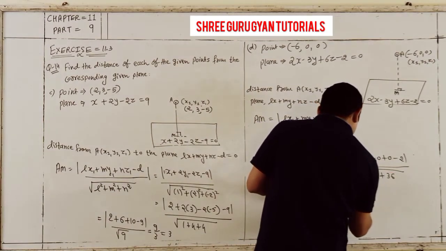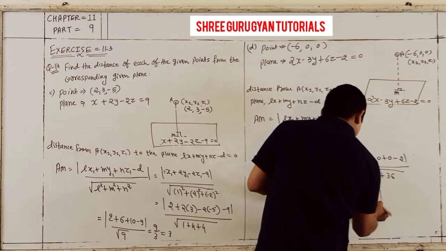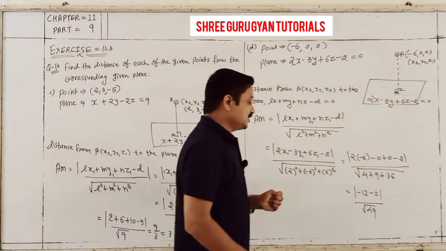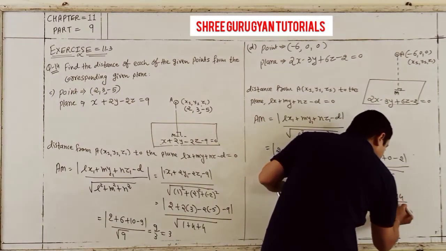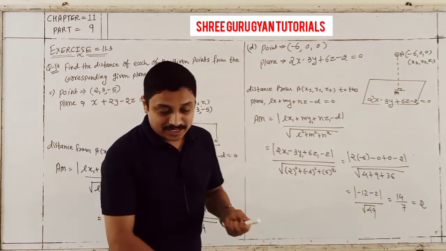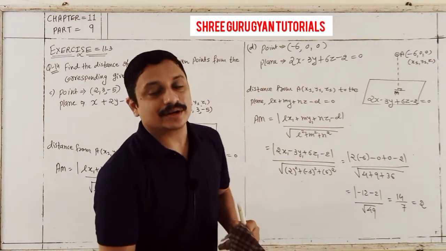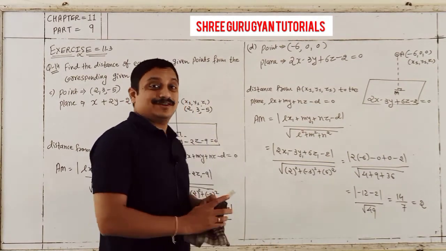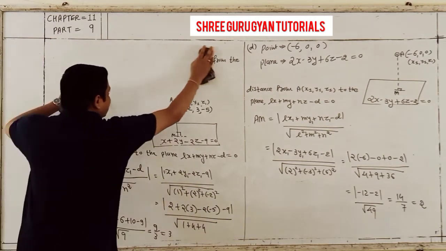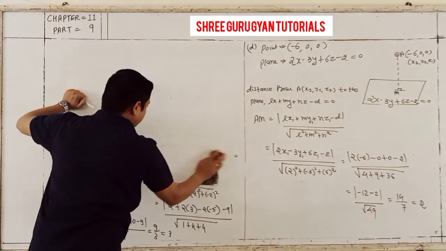36 plus 9 is 49, so 6 to the 12 minus 2 by 49 9. So it is purely positive 14 by 7. My answer is only and only 2. Yes, students, here our exercise is over. Now I go to the related examples, the remaining examples, I will start.